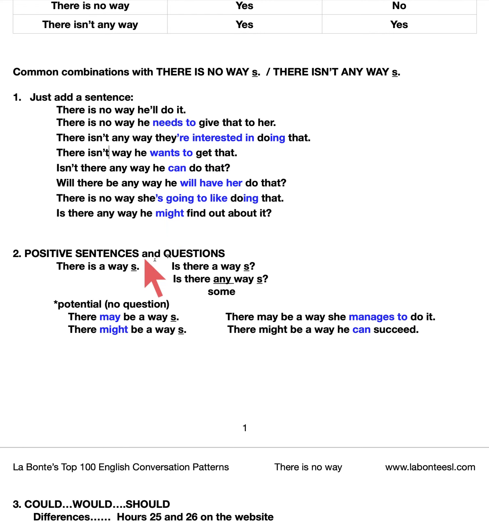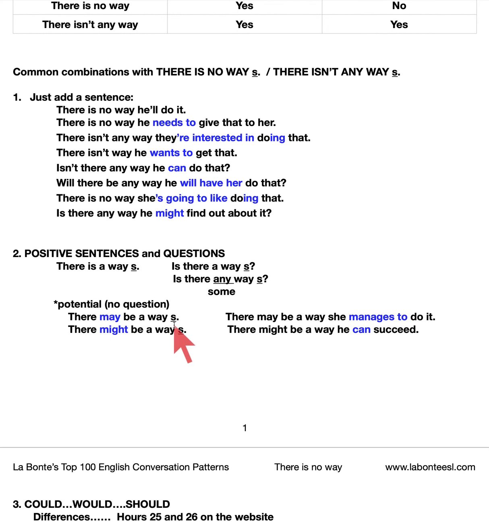Positive sentences and questions. There is a way you can do it. Is there a way you can do it? Is there any way? Is there some way? Some and any can be used interchangeably here in a positive sentence or question. Usually some is not used with the negative aspect here. And if there's a potential of something happening, you can even put may or might before it.